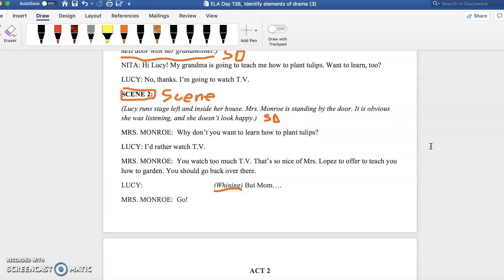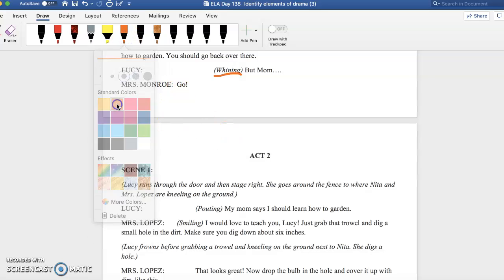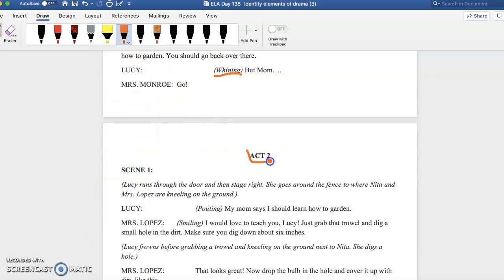So now we are moving on to the second act. So in Act 1, it pretty much told us the setting and the problem. So we see that the setting is in the neighborhood, they're at home, and the problem is that Lucy doesn't want to plant tulips, she wants to watch TV. Now we're moving on to Act 2. We're going to figure out how the problem is solved, okay?